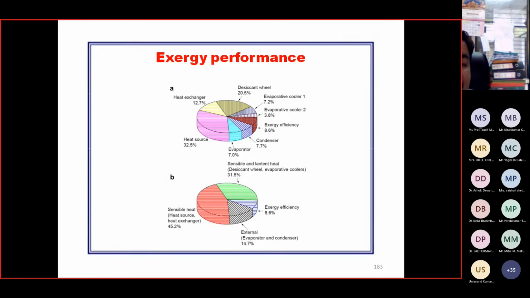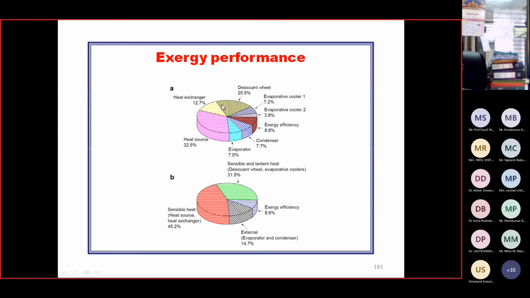Thermodynamic performance in terms of the second law analysis will give you the exergy destructions in the different components of the desiccant system. So here the A and B diagram will give you different destructions in the dehumidifier, evaporative cooler, and you achieve how much exergy efficiency for the same. So from examining the components, you find most of the exergy destructions to be carried out in the heat source as well as the desiccant wheel.